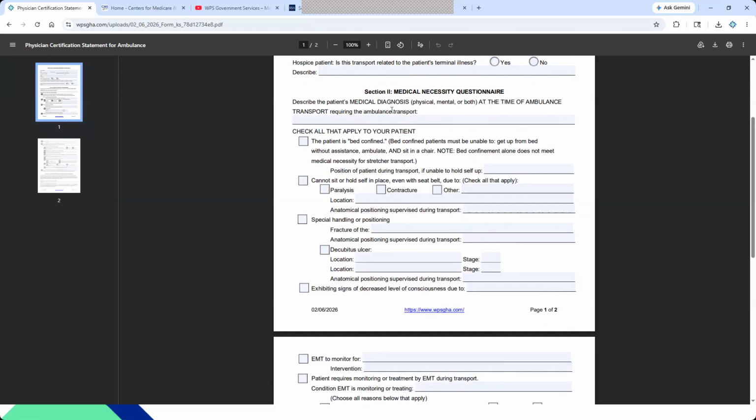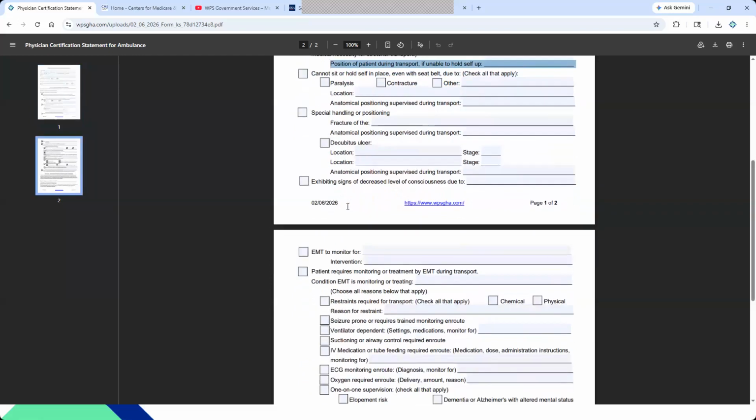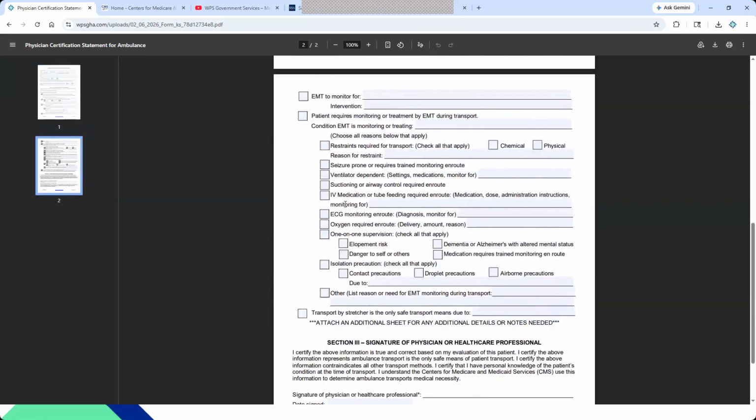Okay, so requiring the ambulance transport, they're going for dialysis and are bedbound. Okay, the patient is bedbound, yes, but then, what do they need for the transport? They can't sit. Are there special handling instructions? And a lot of people say this has got a lot of information on it, and we do understand that. We get where you're coming from.